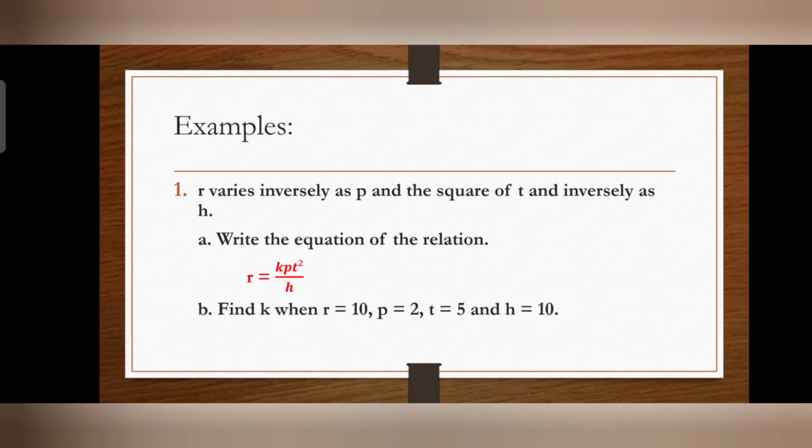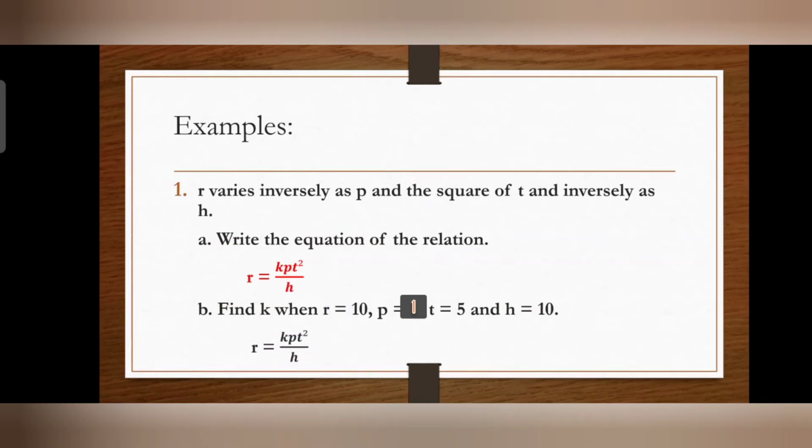Then B, find K when R is equal to 10, P is equal to 1, that's 1 ha, T is equal to 5, and H is equal to 10. We are going to find the value of K, which is the constant of variation. Then, ang equation na gagamitin natin is this one.